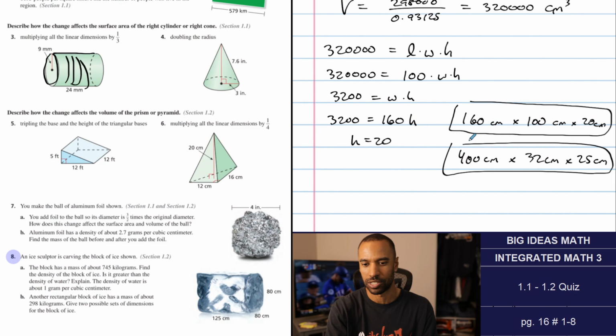All right, 32. So 25, 32, and 400. Let's try that. 400 times 32 times 25. All right, so that works out. So a second set of dimensions can be 400 centimeters by 32 centimeters by 25 centimeters. Totally creative with that, but it still works out, and we got it.